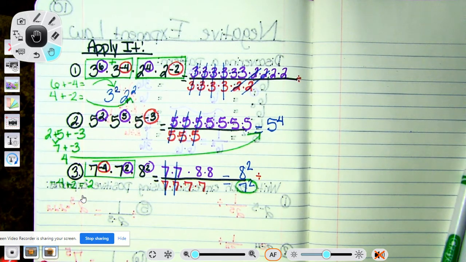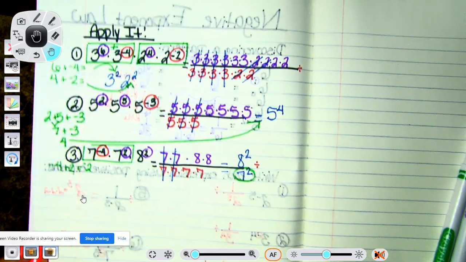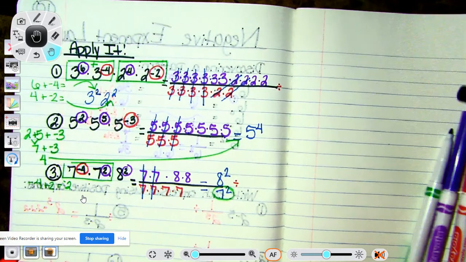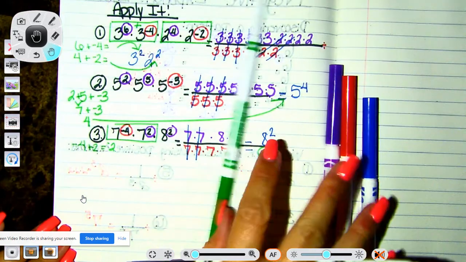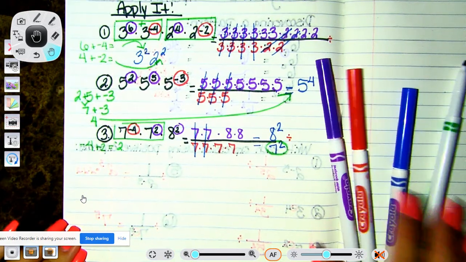Okay. 1, maybe 2 more. We'll see. And I ran out of room. Let me scoot it up just a little bit.